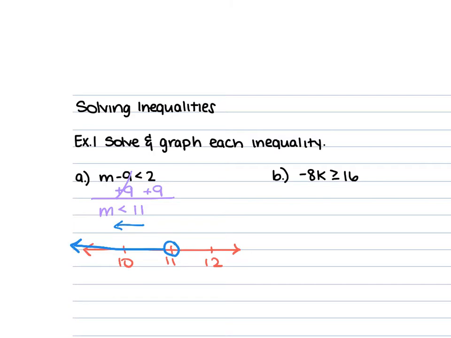first in your statement. If we look at example B, we have negative 8k is greater than or equal to 16. So we're going to divide each side by negative 8. Because we are dividing each side by a negative, that sign switches as well. So we're going to have k is less than or equal to negative 2. On our number line, we're going to have negative 2, negative 1, and negative 3. We are going to have a closed circle on negative 2 because it's also equal to. Our variable comes first, so our line will run to the left because our sign points to the left.